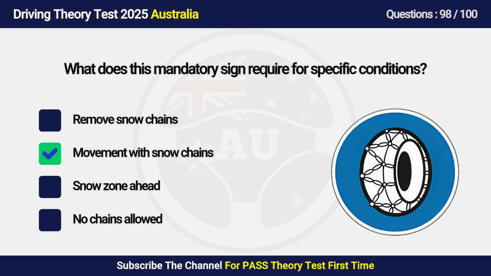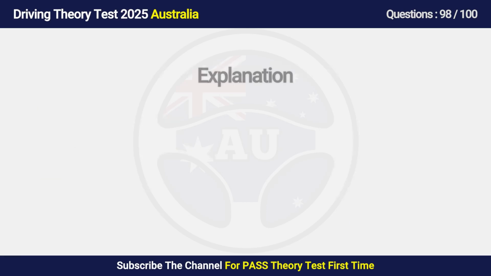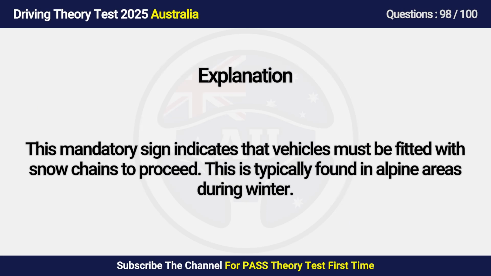Answer is B. Movement with snow chains. This mandatory sign indicates that vehicles must be fitted with snow chains to proceed. This is typically found in alpine areas during winter.